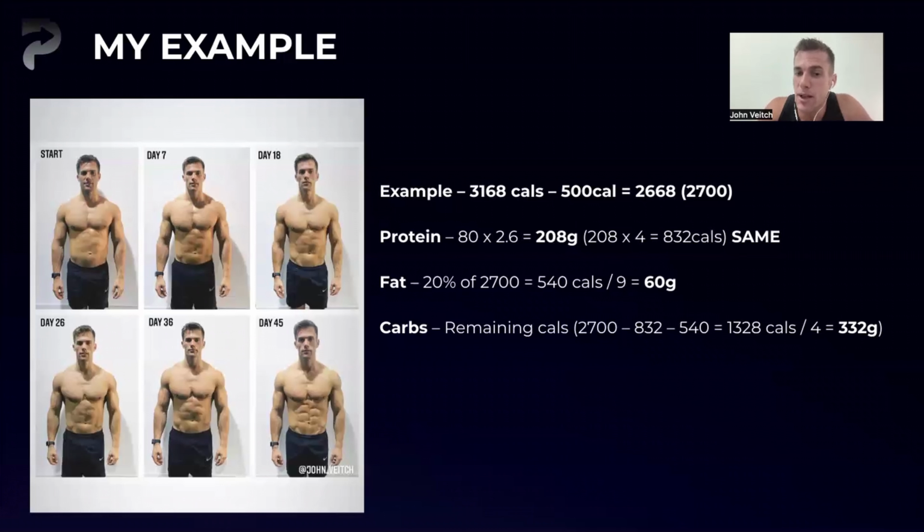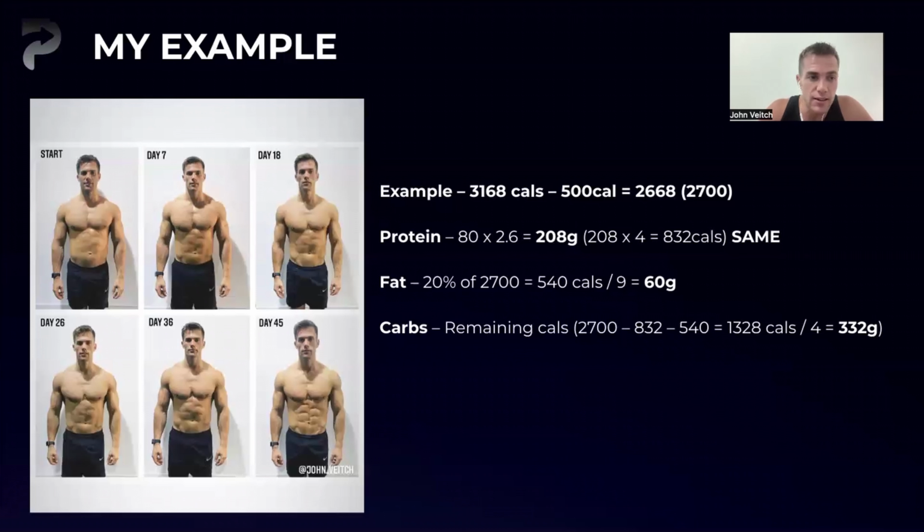And again, this time the remainder is 2,700 minus the calories for protein, minus the calories for fat, which will leave me 1,328 calories. Divided by 4 for carbohydrates, 332 grams of carbs.